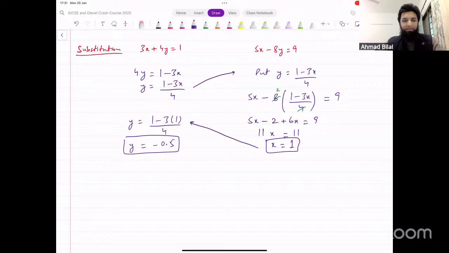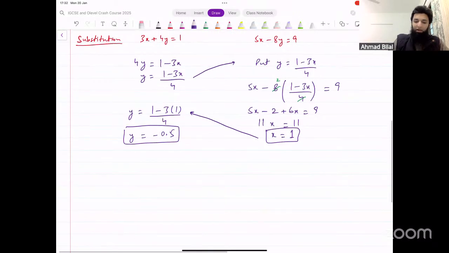Okay, this is how the substitution process works. You make one variable the subject in one equation, put that in the other equation. You'll get the value of one variable, and then you can find the other one as well, like this. Okay, that's how substitution works. This is one way of doing substitution. There's another variation of substitution that's also called substitution, but there's another way of doing the same thing, and that works like this.